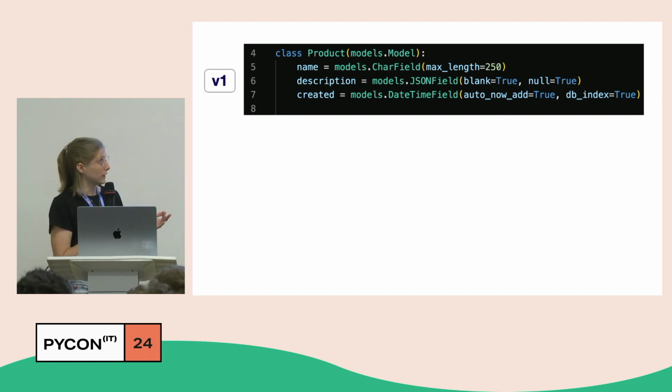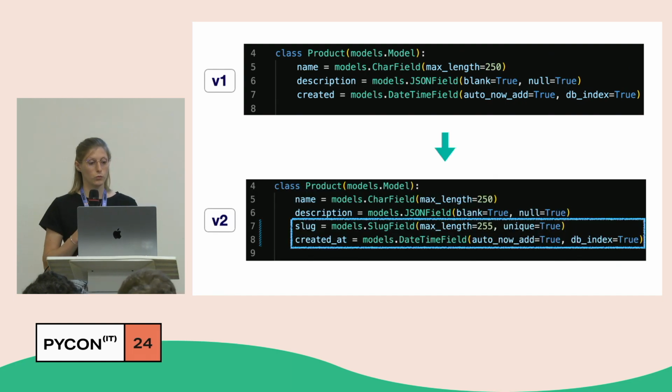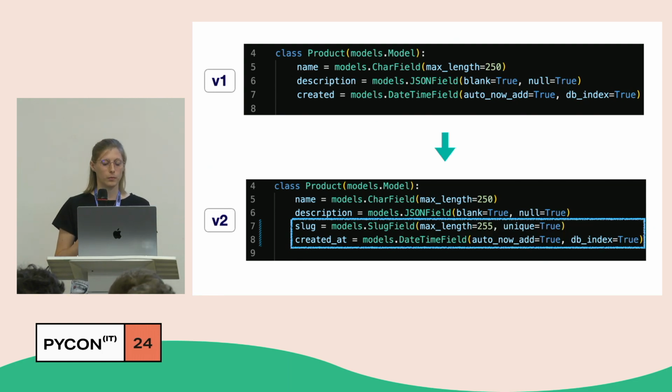So let's assume that our product model has name, description, and created fields. On version V2, we want to add a new slug field that will be a human readable identifier of our product. Additionally, we want to rename the field created to created_at to be consistent with other parts of the project.